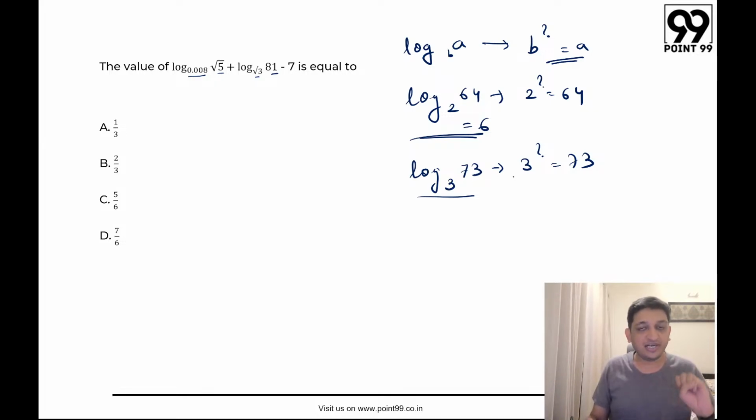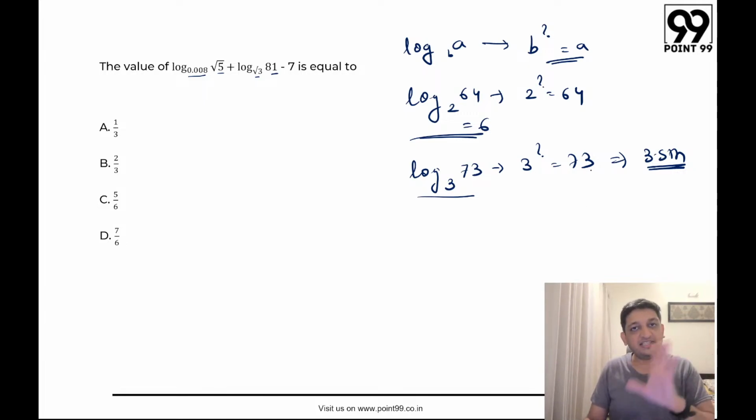Now I know that 3 raised to 1 is 3, 3 square is 9, 3 cube is 27, 3 raised to 4 is 81. तो मेरा answer जो होगा ना, it will be 3 point something. ठीक है, that is what we need to understand. ये दो चीजें अगर समझ में आ गईं, life becomes much easier. And if you know that 3 raised to what is 73, the answer is 3 point something. This is basically characteristic, and point के बाद जो आता है वो है mantissa.